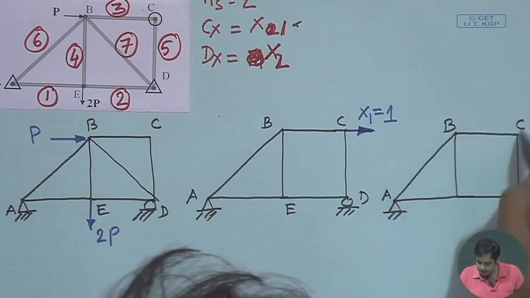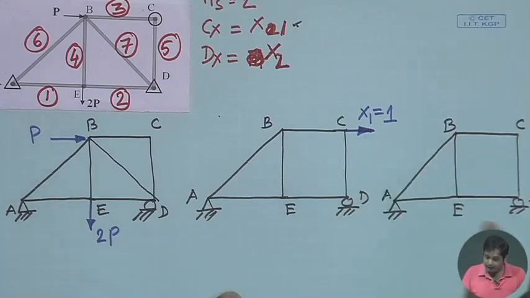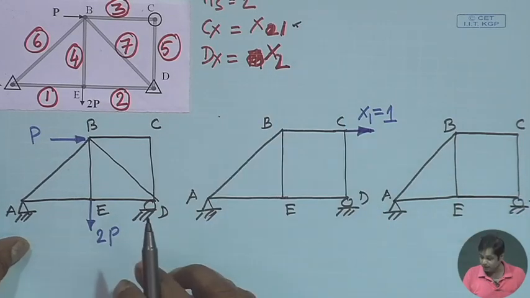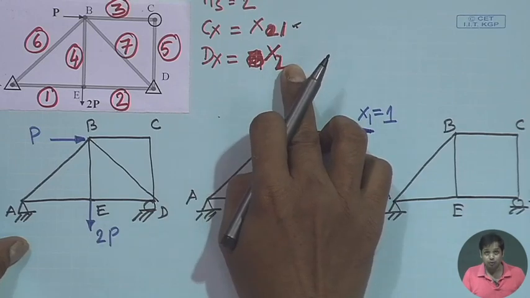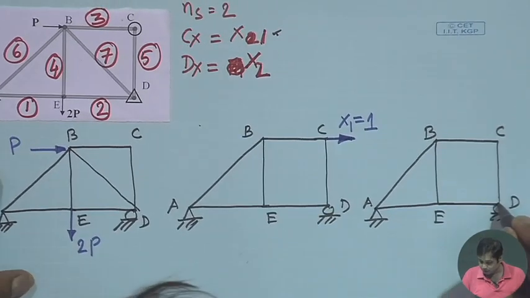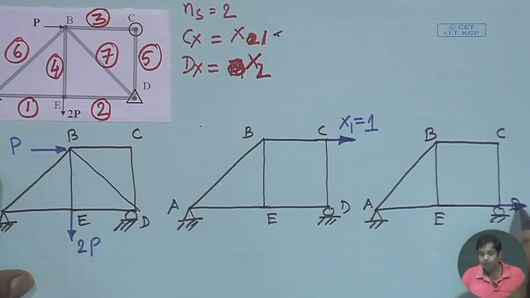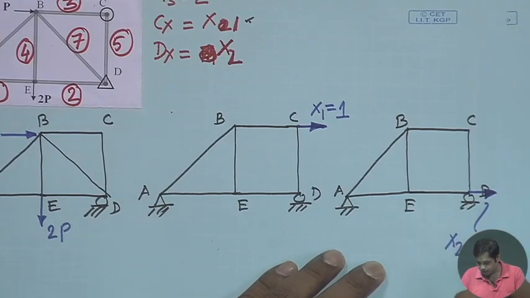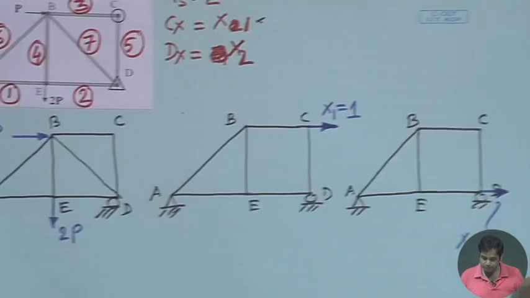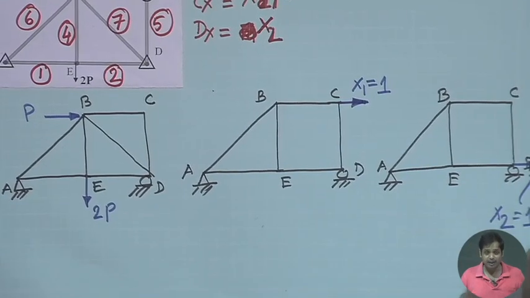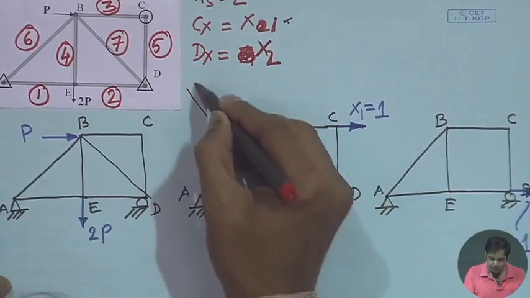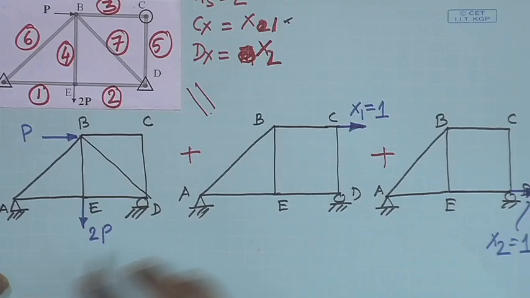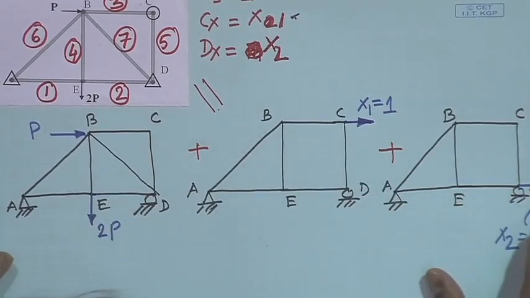The third structure will be A, B, C, D, E, with the same boundary conditions, but now it is subjected to the second redundant force, and the second redundant force is X2, which is Dx. So, it is subjected to a force like this, and in this case we take X2 equal to 1. Now, the total is equal to this plus this. So, this is our step 2.